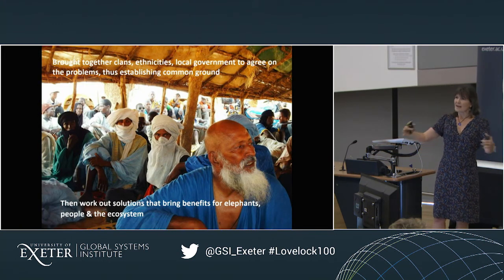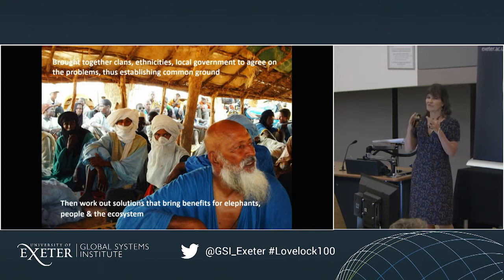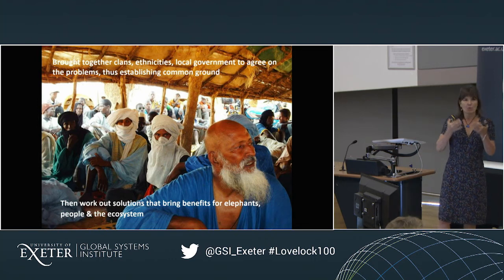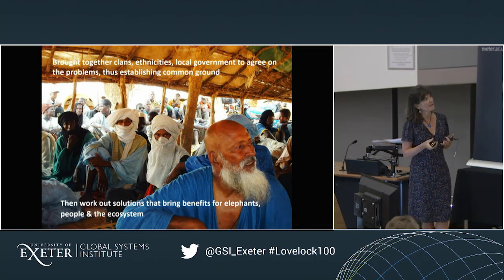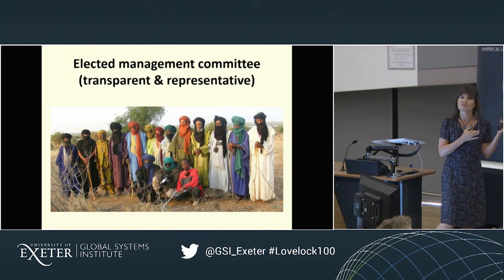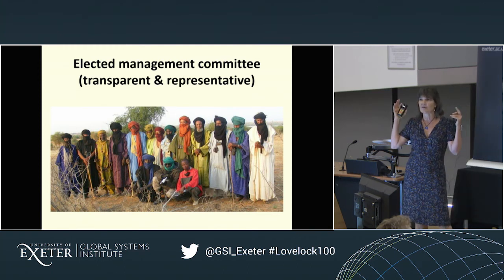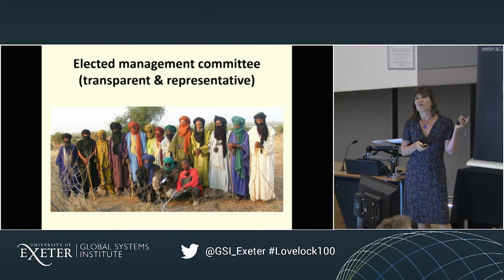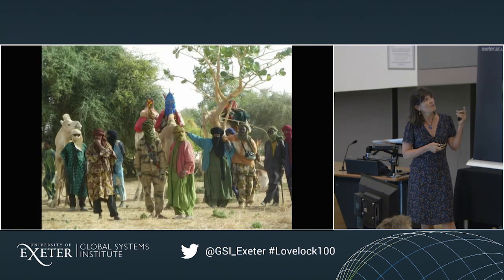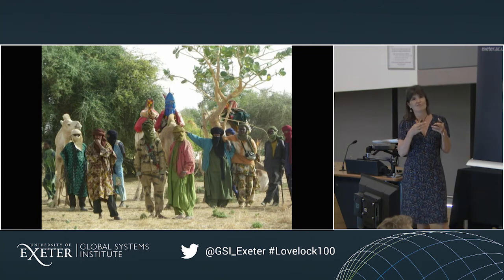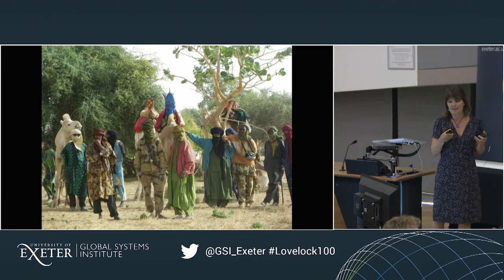We brought all the clans and ethnicities together to present our findings, and they very soon unified around a common perception of their problem. They said, what we need is systems that everybody respects. So they immediately set up, using traditional systems, a kind of traditional technology, if you like, a management committee that was representative of the social groupings, and teams of young men who would patrol to ensure that the rules set by the management committee were respected.